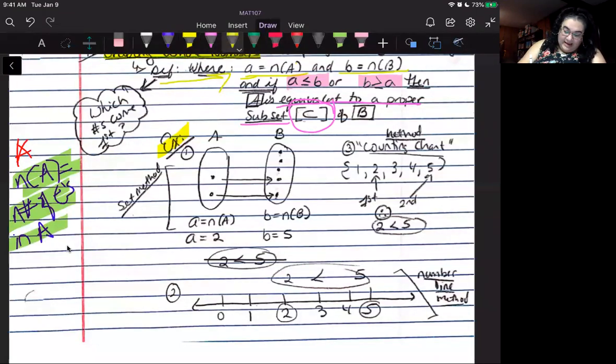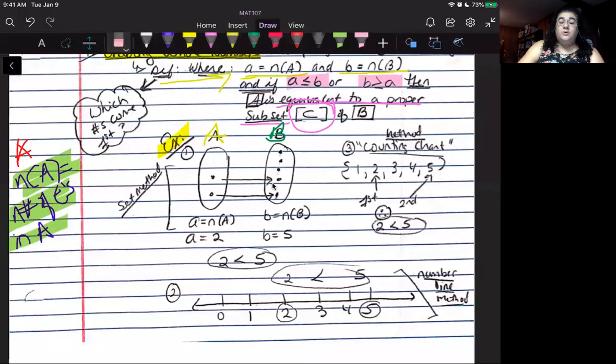If this is set A, and this is set B, and A, right here, lowercase a equals the number of elements in set A. The number of elements in set A is 2, so lowercase a equals 2. And lowercase b equals the number of elements in set B. And we look here, and the number of elements in set B is 5, so lowercase b is equal to 5. Then we see that 2 is less than 5, right?